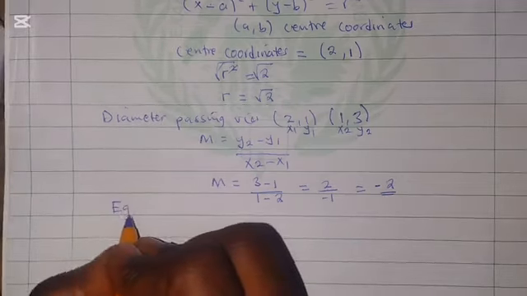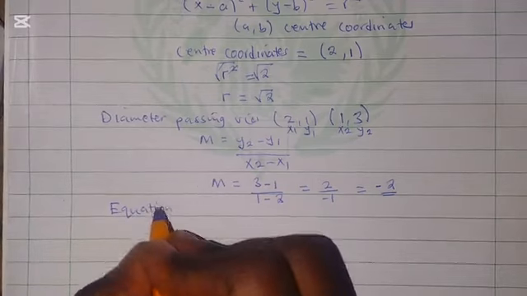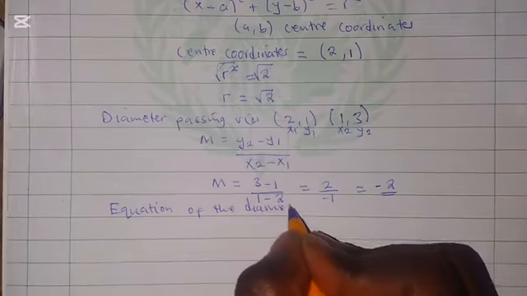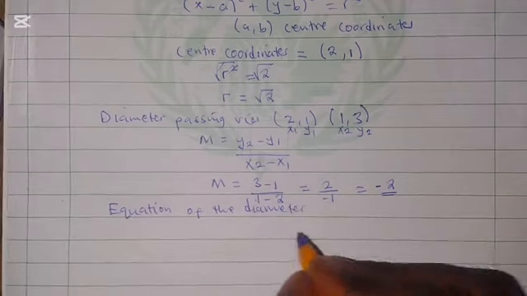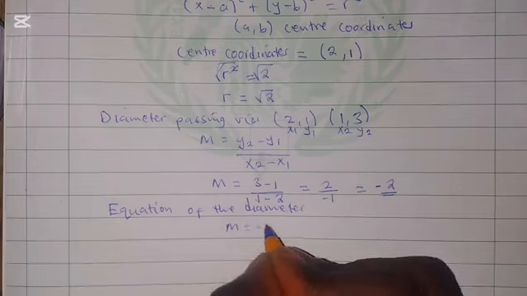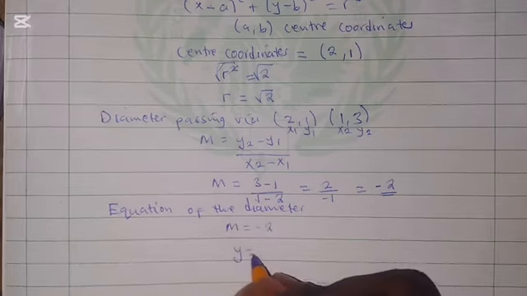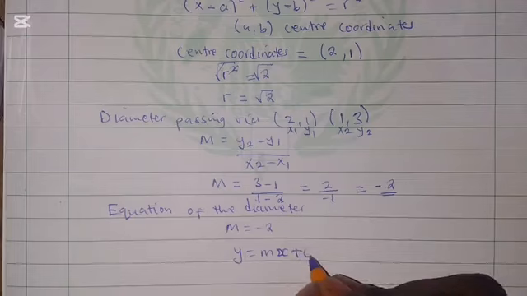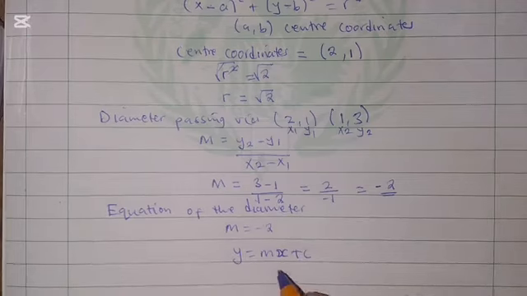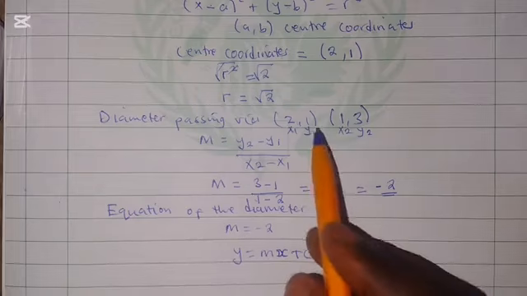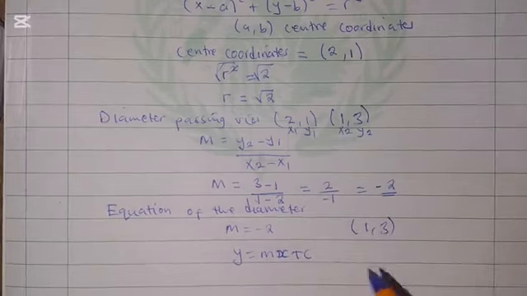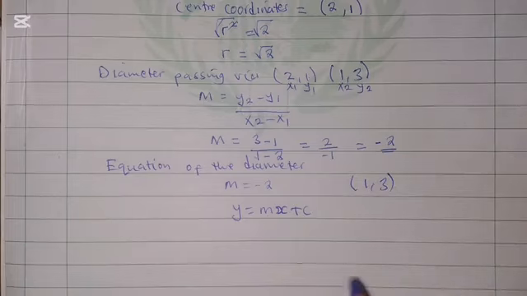So we now say equation of the diameter. Since we have the gradient, which is minus 2, we will use this formula: y is equal to mx plus c. So m is this gradient right here. Then x and y represent the coordinates. So you should find the c. Since we have these 2 points, you can pick any. So let's get (1, 3), where the diameter was also passing through, or you can get the other one, you get the same answer.